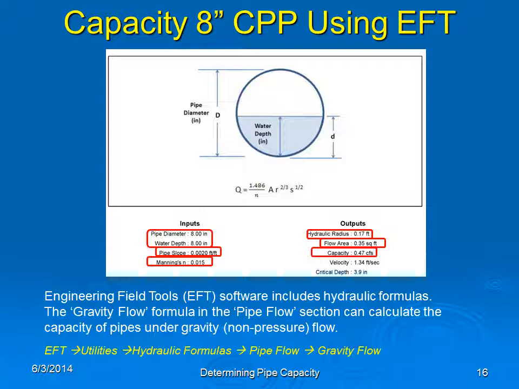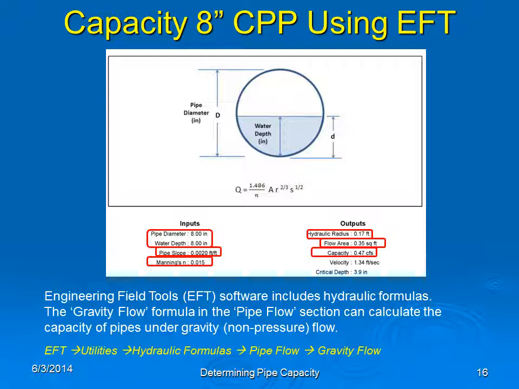In your engineering field tools software there are hydraulic formulas. The gravity flow formula that we're going to use for pipe flow is in the pipe flow section and can calculate the capacity of pipes under gravity or non-pressure flow. And you can see there on the screen that under EFT, the utilities, hydraulics formula, pipe flow, gravity flow, we can find this little box.